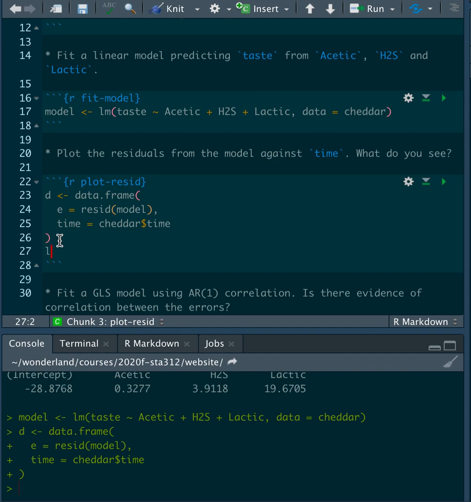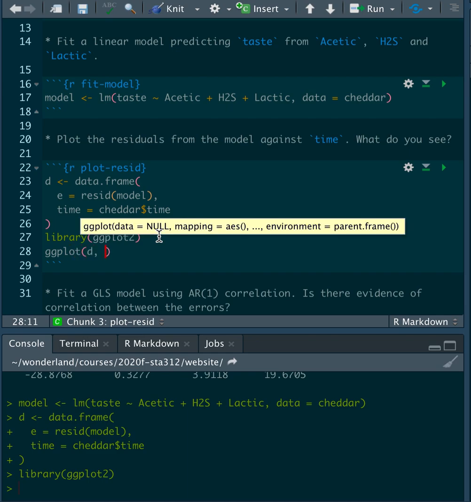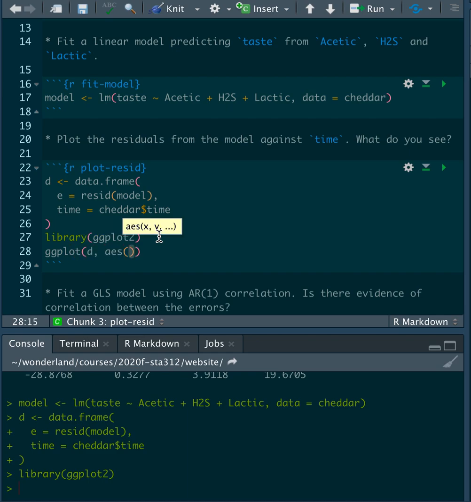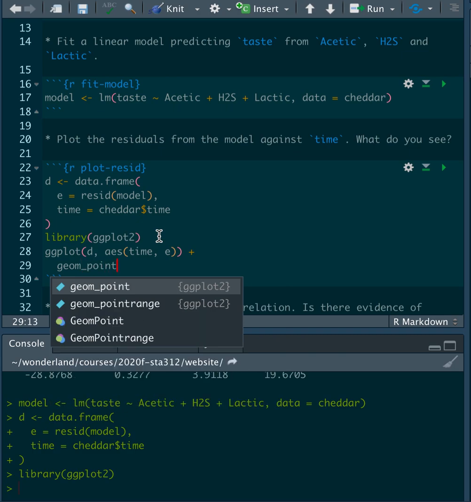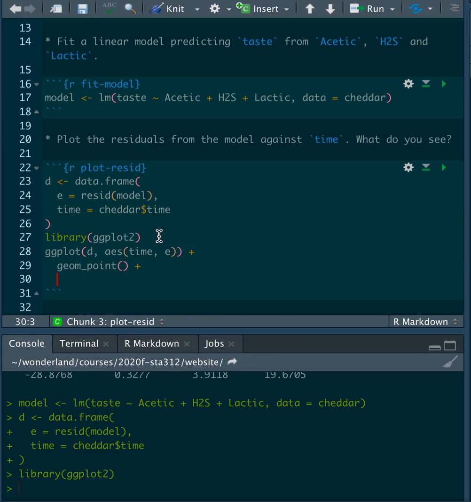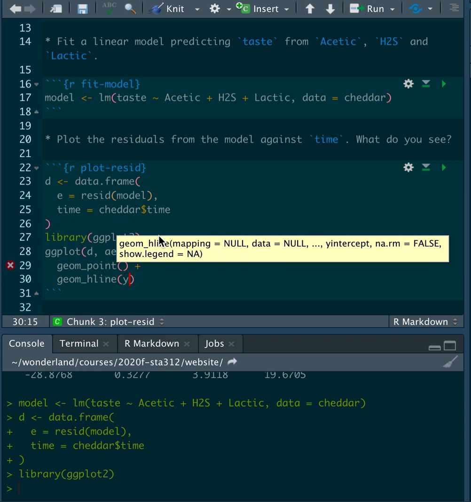Okay, I'm going to load the ggplot2 package. Do ggplot, my data is D. My x-axis, I'm going to have time. And on my y-axis, I'm going to have the residuals. And let's look at those points. And I'm going to add a line here at 0 as well. Let's see. Horizontal line.